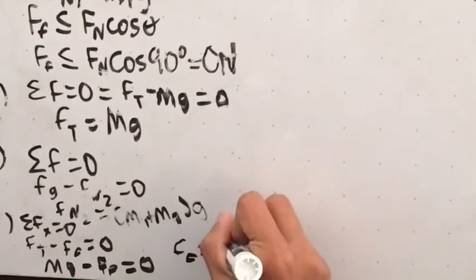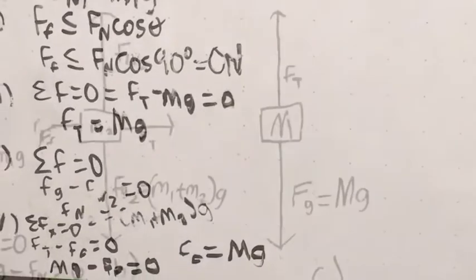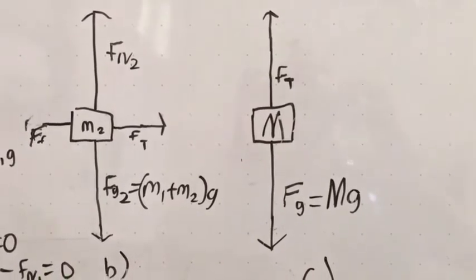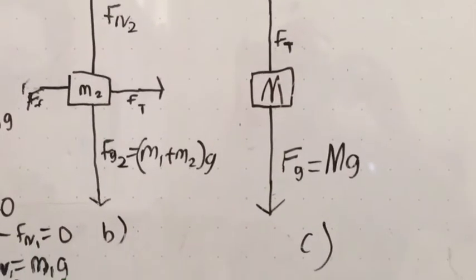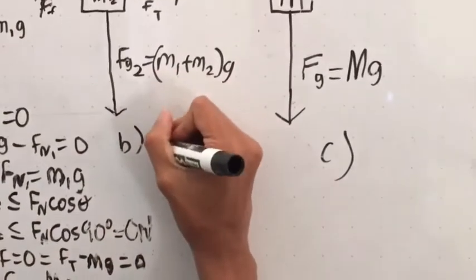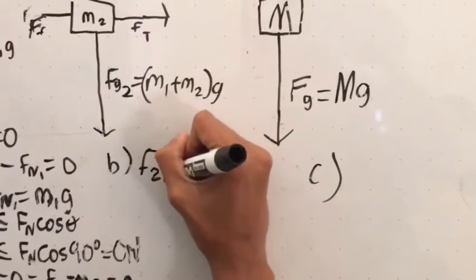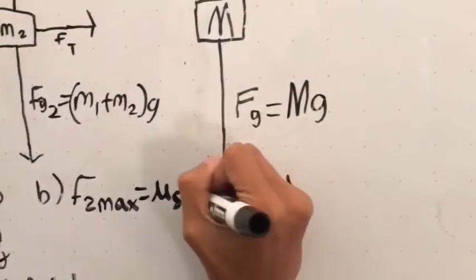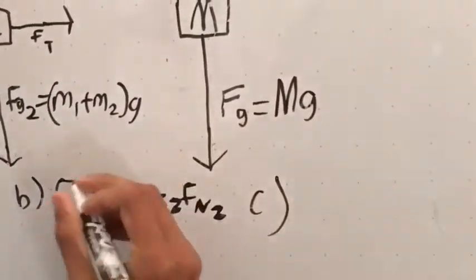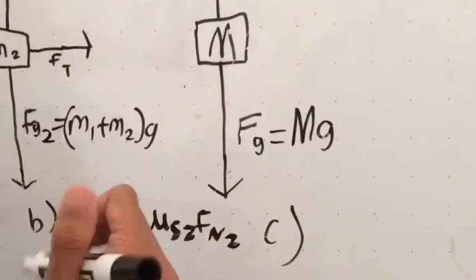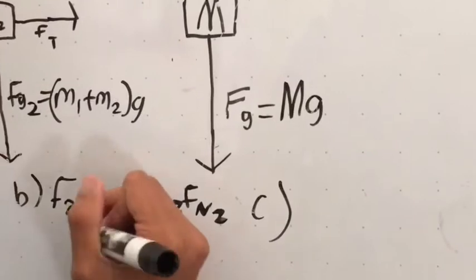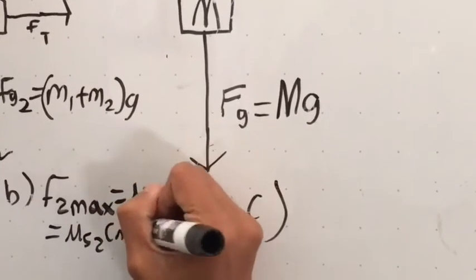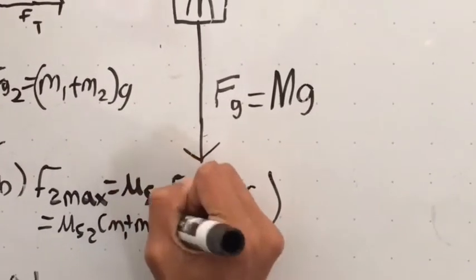is equal to mg. Part B of this question asks to find the largest value of m for which the blocks can remain at rest. The maximum friction force on the blocks on the table is F2 max, which is equal to mu S2 times Fn2. Since we defined Fn2 as m1 plus m2 times g in the problem earlier, it's equal to mu S2 times m1 plus m2 times g.